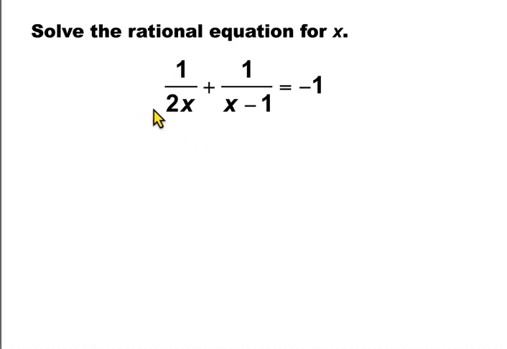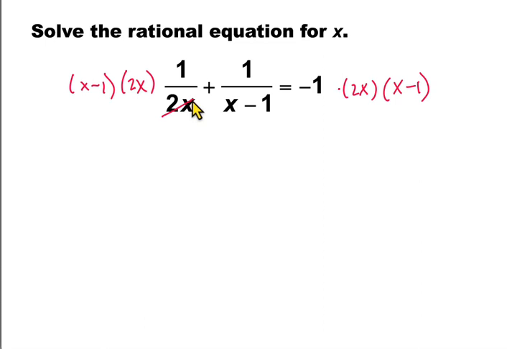So we need to multiply both sides of the equation by 2x and by x minus 1. Like this. Let's start with 2x and then multiply by x minus 1 on the left side. And on the right side, we do the same thing. Multiply by 2x and by x minus 1. When you do this, some terms divide out.